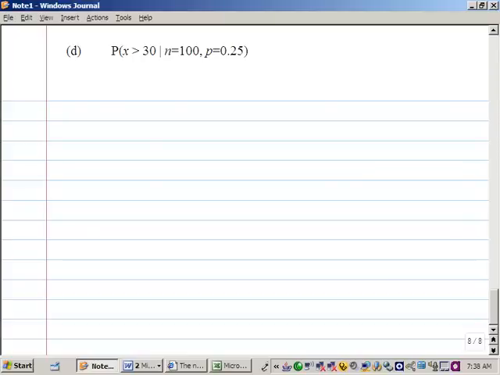At this point I will continue with my answer. Alright, so we have x greater than 30. Remember, notice that there's no equal sign with a greater than sign. n of 100, p of 0.25, n is large, so we think about the normal approximation.